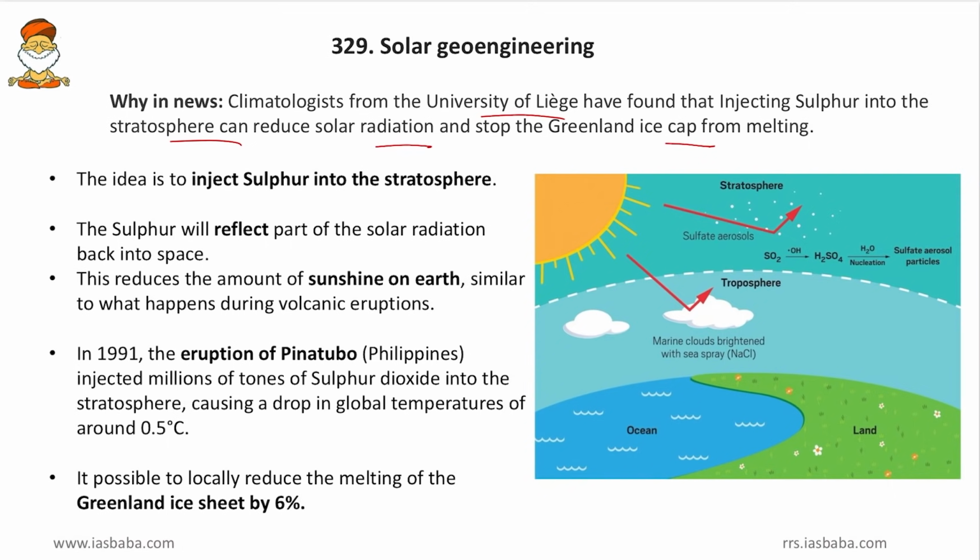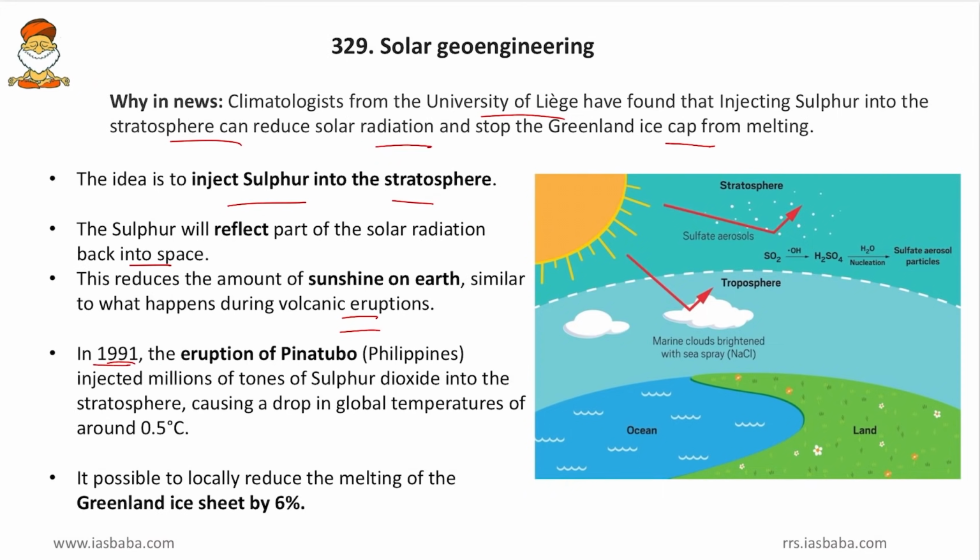So this was a novel project that has been brought out, and the idea here is to inject sulfur into the stratosphere. Then the sulfur will reflect part of the solar radiation back into space, just like how aerosols reflect it. So sulfur is also an aerosol. This reduces the amount of sunshine on earth, similar to what happens during volcanic eruptions. Even in volcanoes, when soot particles are burst out, they enter the higher atmosphere, maybe the stratosphere, and there they act on the solar radiation, and thus they reduce the temperature in the nearby areas.